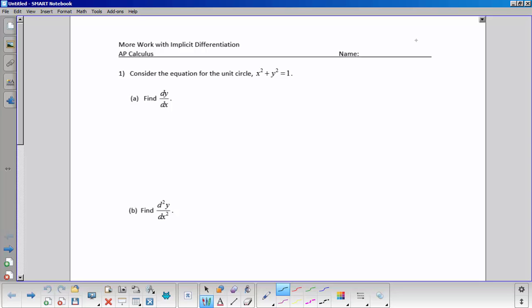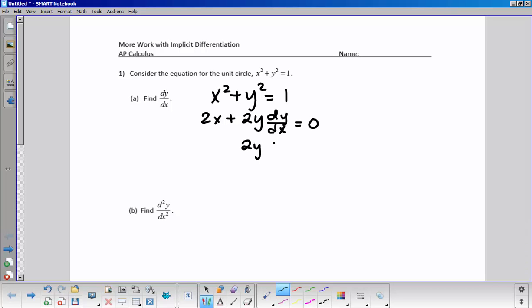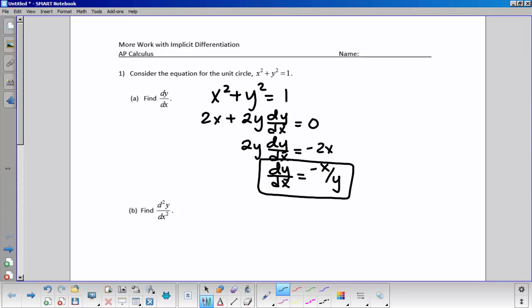We're going to take the derivative of x squared plus y squared equals 1. Okay, and then we get 2x plus 2y dy dx equals 0. 2y dy dx equals negative 2x, so dy dx equals negative x over y. Well, that's great. And then if I gave you any point, I know you can give me the slope, right? Well, guess what? We have higher order derivatives in implicit differentiation.